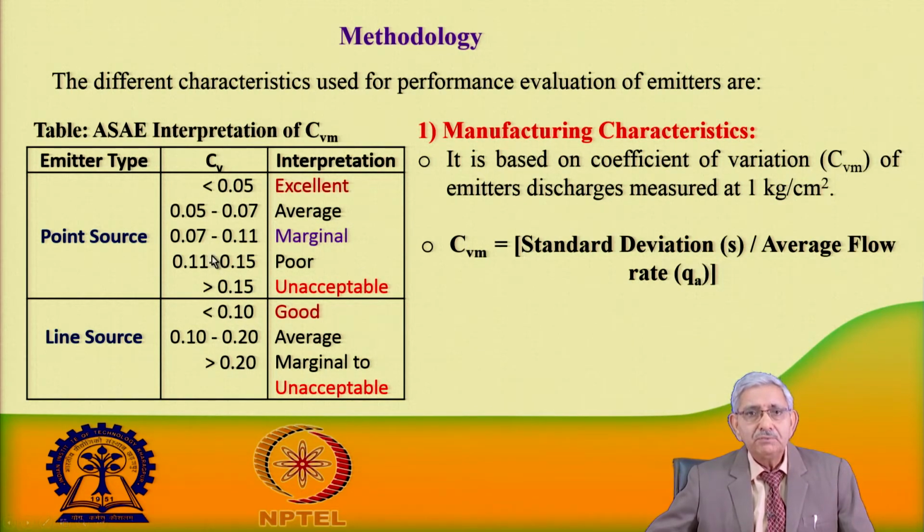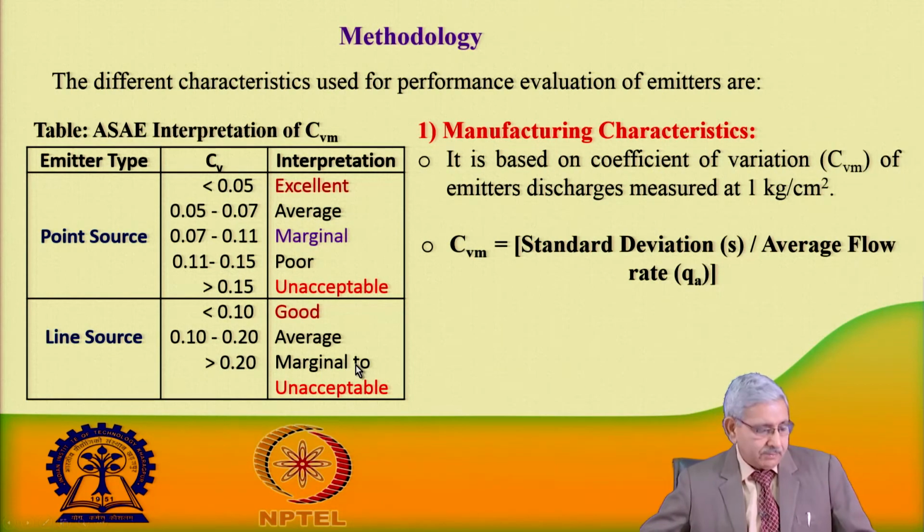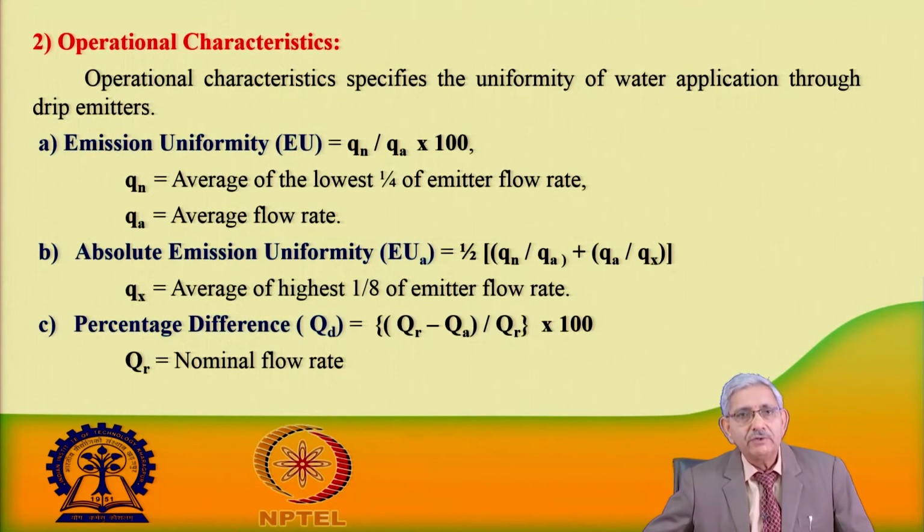If the CV value is a very high value, let us say greater than 0.15, it means these drippers will have too much variation, and the basic purpose of using the drip system will be defeated. So, one should reject that particular lot of drippers which has been manufactured, and it should not be used for the system. That is the reason for estimating the manufacturing coefficient of variation.